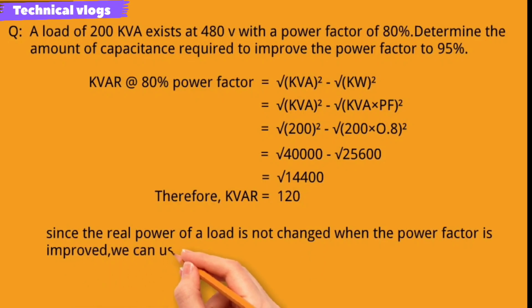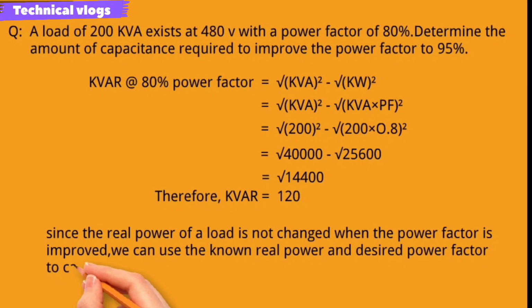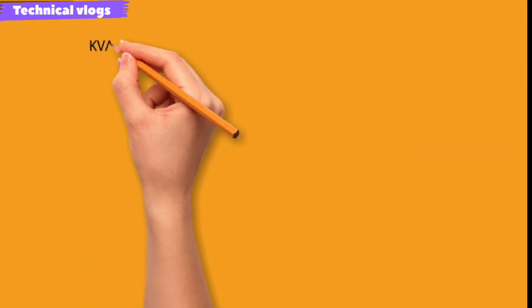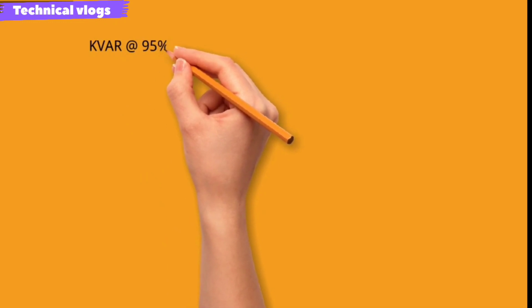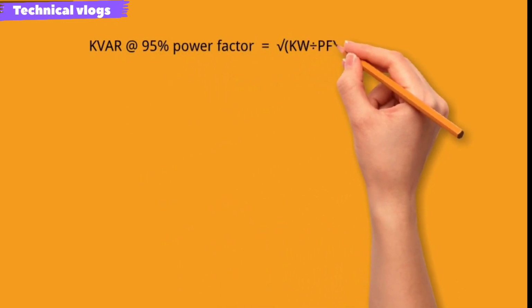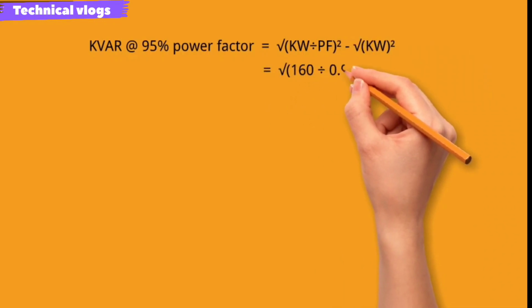We can use the known real power and desired power factor to calculate the new kVAR value in the vector triangle. So now kVAR at 95% power factor equals the square root of (kilowatt divided by power factor) squared minus kilowatt squared.